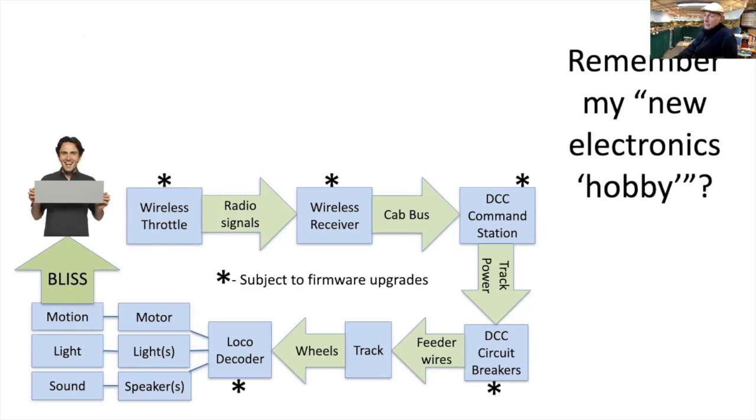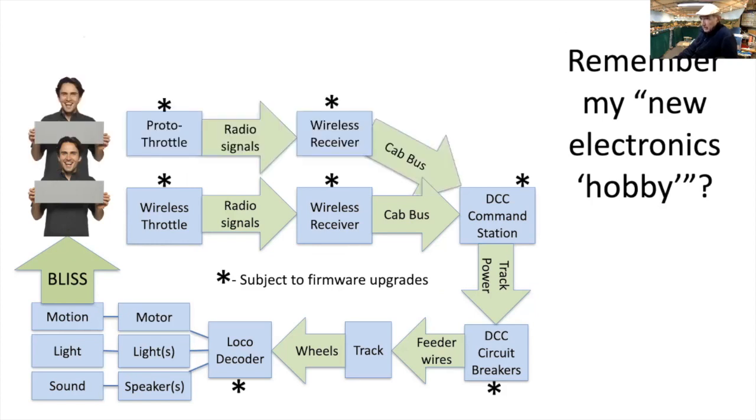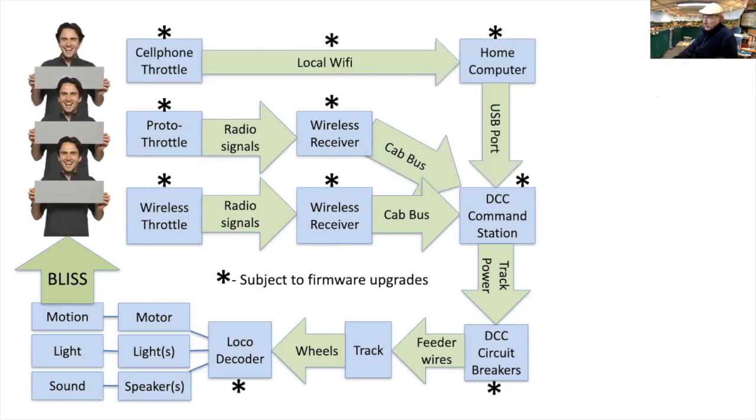Now, there is more than one way to achieve this bliss, because not only can you have a regular wireless throttle, but you can also now buy a proto throttle, which has a different type of radio signal, much more prototypical levers and handles, but involves two more sets of things with firmware upgrades. And of course, now with WiThrottle and Engine Driver, you can have cell phone throttles using your local Wi-Fi to connect to your home computer to connect through the USB port to your DCC command station. So this situation seems pretty complex. This is without any signals, although it does give bliss to a lot of operators.